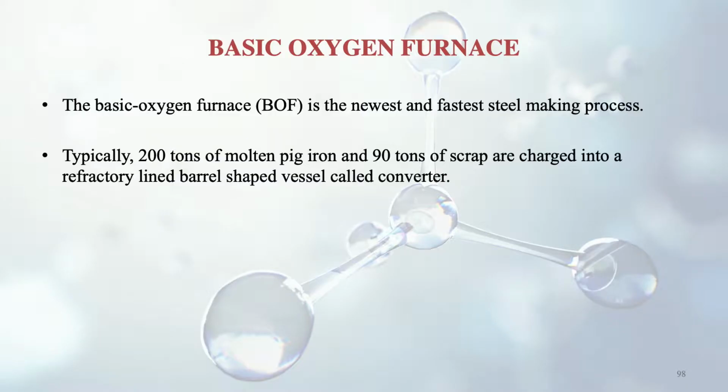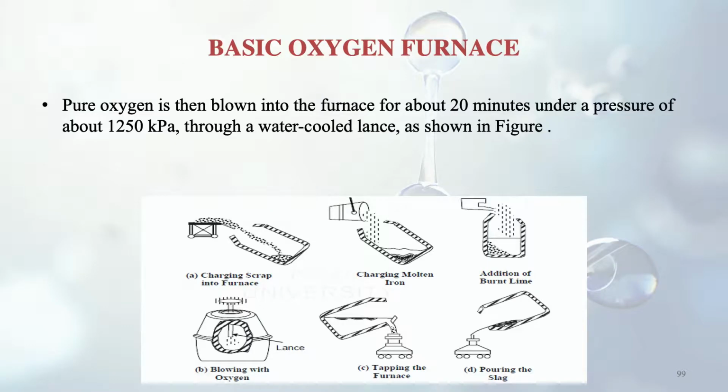Typically 200 tons of molten pig iron and 90 tons of scrap are charged into a refractory lined, barrel shaped vessel called the converter. Then pure oxygen is blown into the furnace for about 20 minutes under a pressure of about 1250 kilopascal. So these are the conditions you can note down: the pressure is about 1250 kilopascal, and it is done for about 20 minutes.